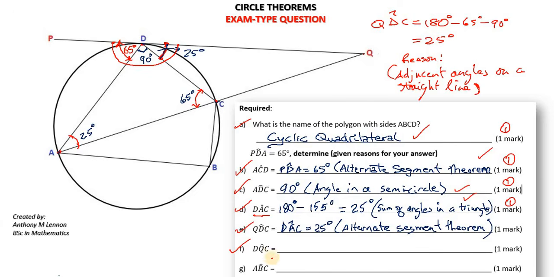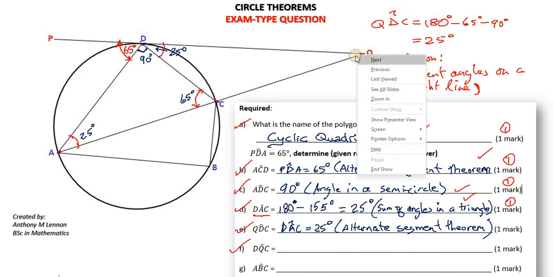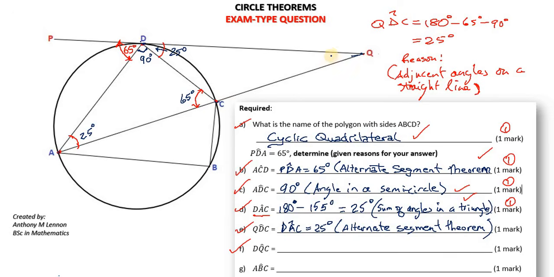Okay, so let's look at part F, angle DQC. We're going to go from D, identify where Q is, go straight along that line down to Q, and then turn at Q and go down to C. Remember, it's DQC. So DQ is this line here, and QC is this line here. Connecting those two lines, we have an angle formed at Q.